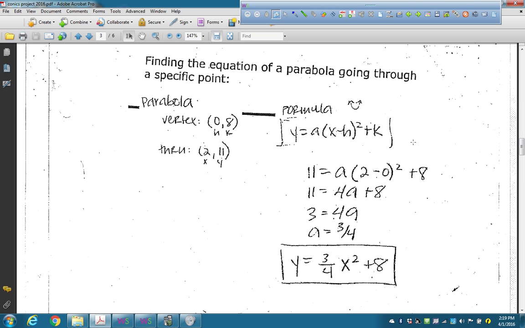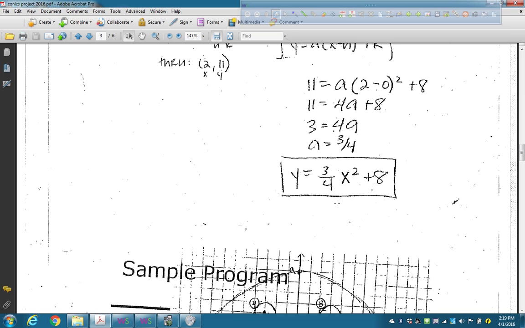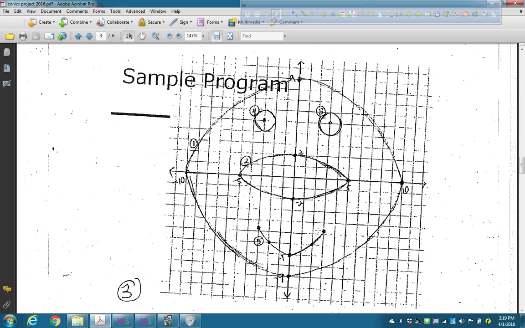So this is a general equation of an up or down parabola, and you could plug in the vertex as h, k and plug in a point as x, y, in this case 2, 11, and you could solve for a, and then you have the equation of a parabola, which will make, I believe, this part of this guy's mouth.